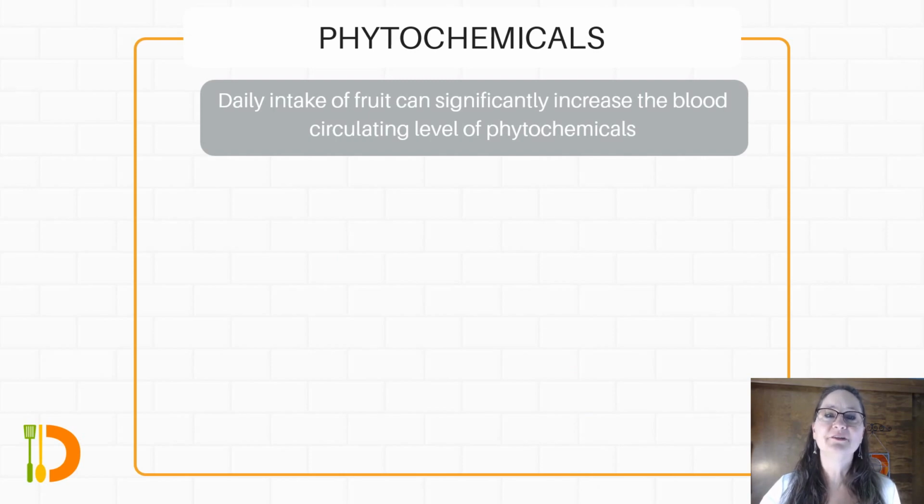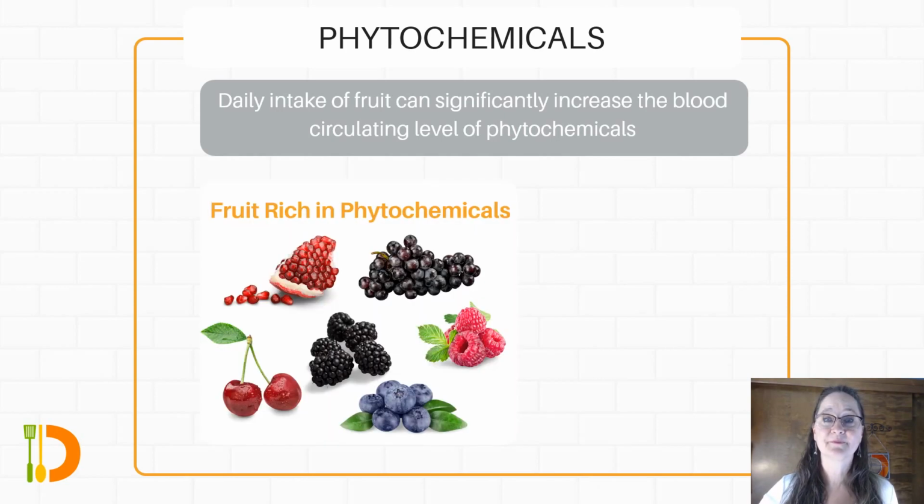Fruit is also a source of antioxidants through the variety of phytochemicals it contains. As a reminder, phytochemicals are the compounds found only in plants that act as antioxidants, protecting the body from free radicals which do damage in our cells.